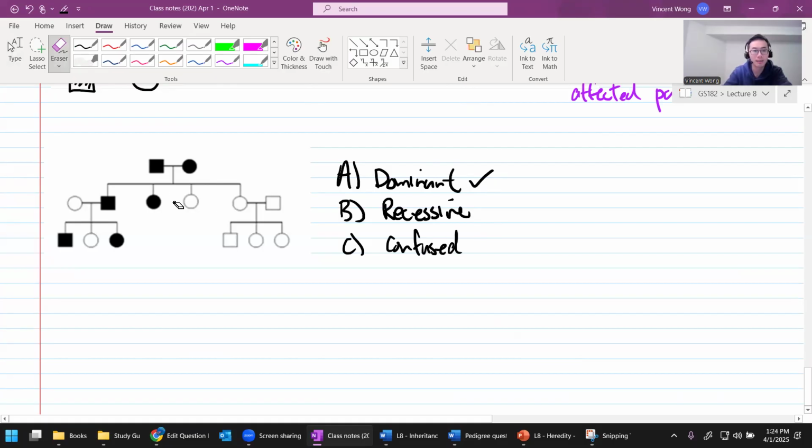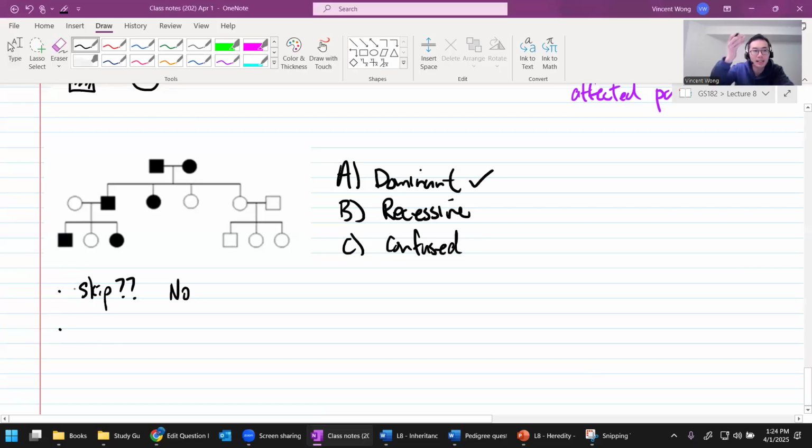How do you know it's dominant? Well, first of all, skip or no skip. What do you think? Looking at this, a lot of people, like this generation has someone who has it, this generation someone who has it, this generation someone has it. It looks like it's not skipping, so no skip. If it's no skip, then it's probably dominant.